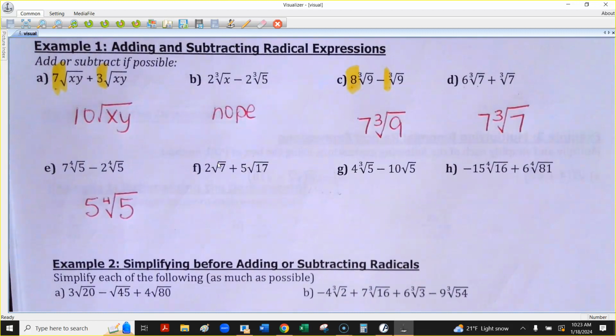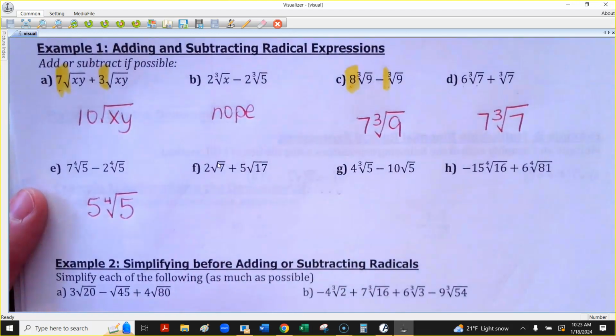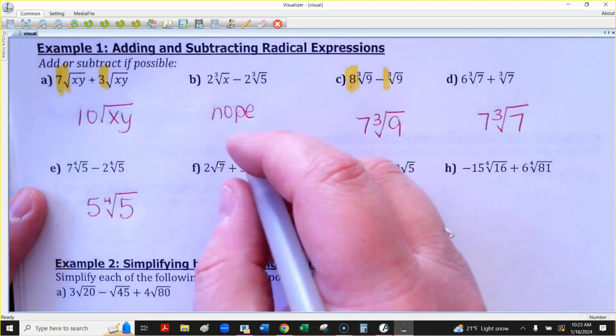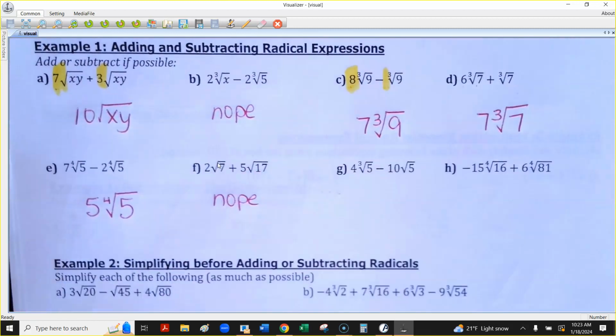Can I add 2 roots of 7 and 5 roots of 17? Not the same. Now, you should check if you could break down the radical. Both of those guys are prime. You're not doing any kind of a factor tree that's going to do anything here. So that's as simplified as you can do. You can't actually add or subtract.